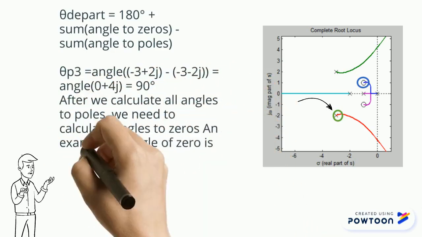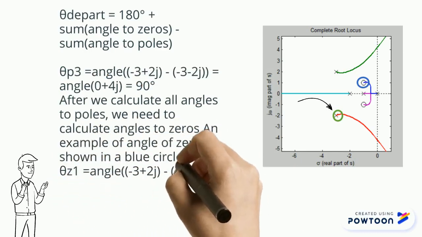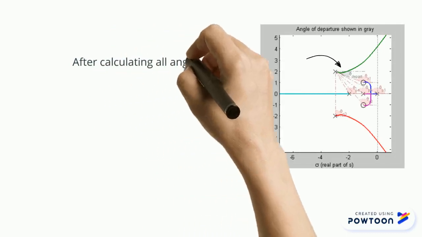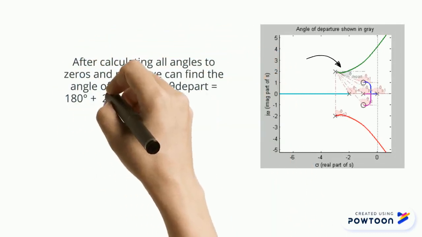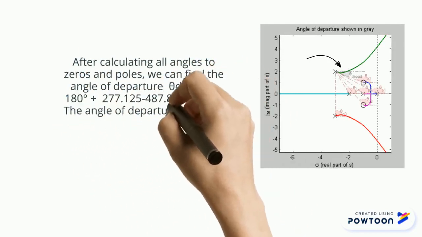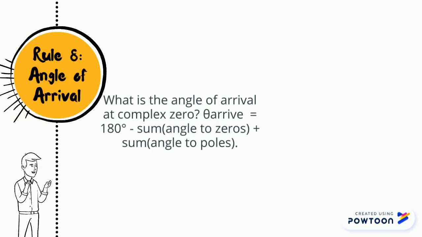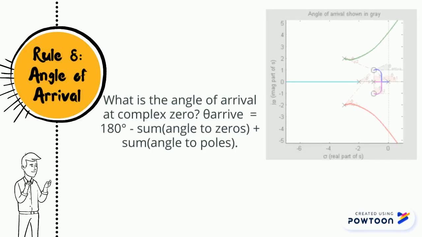So here we have an example. After calculating all the angles to zeros and poles, we can find the angle of departure. The angle of departure is shown in gray in this graph. The angle of arrival is just the opposite, occurring when there is a complex zero.